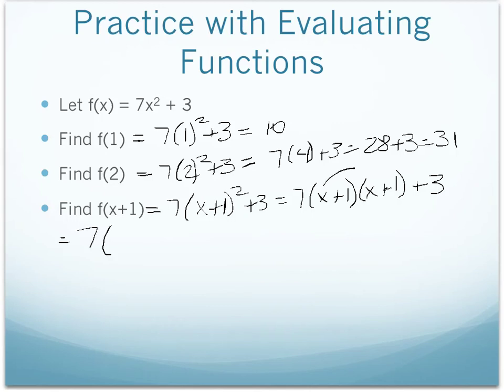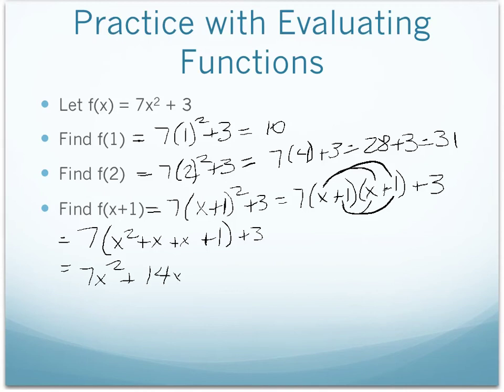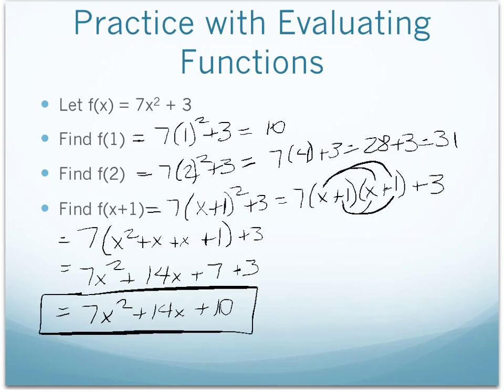x times x is x squared. X times 1 is x. 1 times x is x. And 1 times 1 is 1, plus 3. So we've got to multiply all those by 7, and we get 7x squared plus 2x times 7 is 14x plus 7 plus 3. And we get 7x squared plus 14x plus 10. So f of x plus 1 is equal to 7x squared plus 14x plus 10.